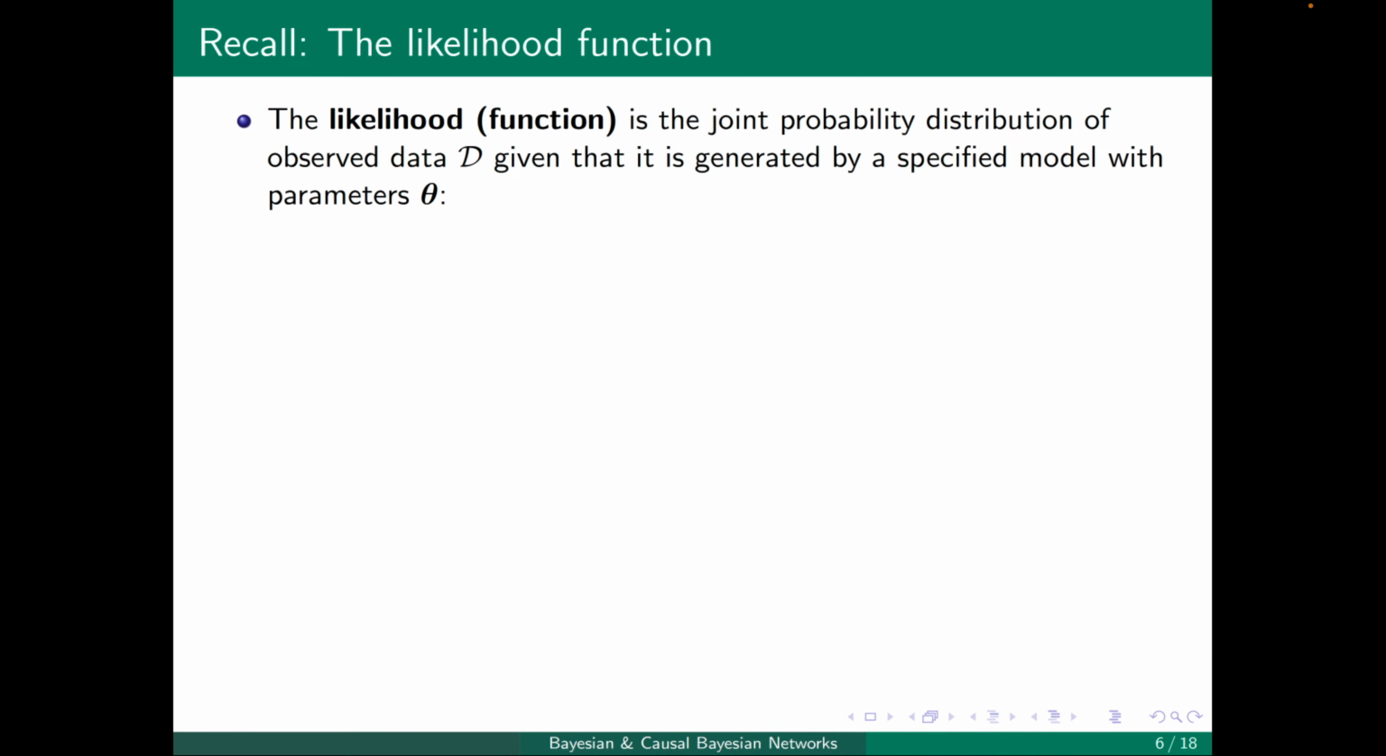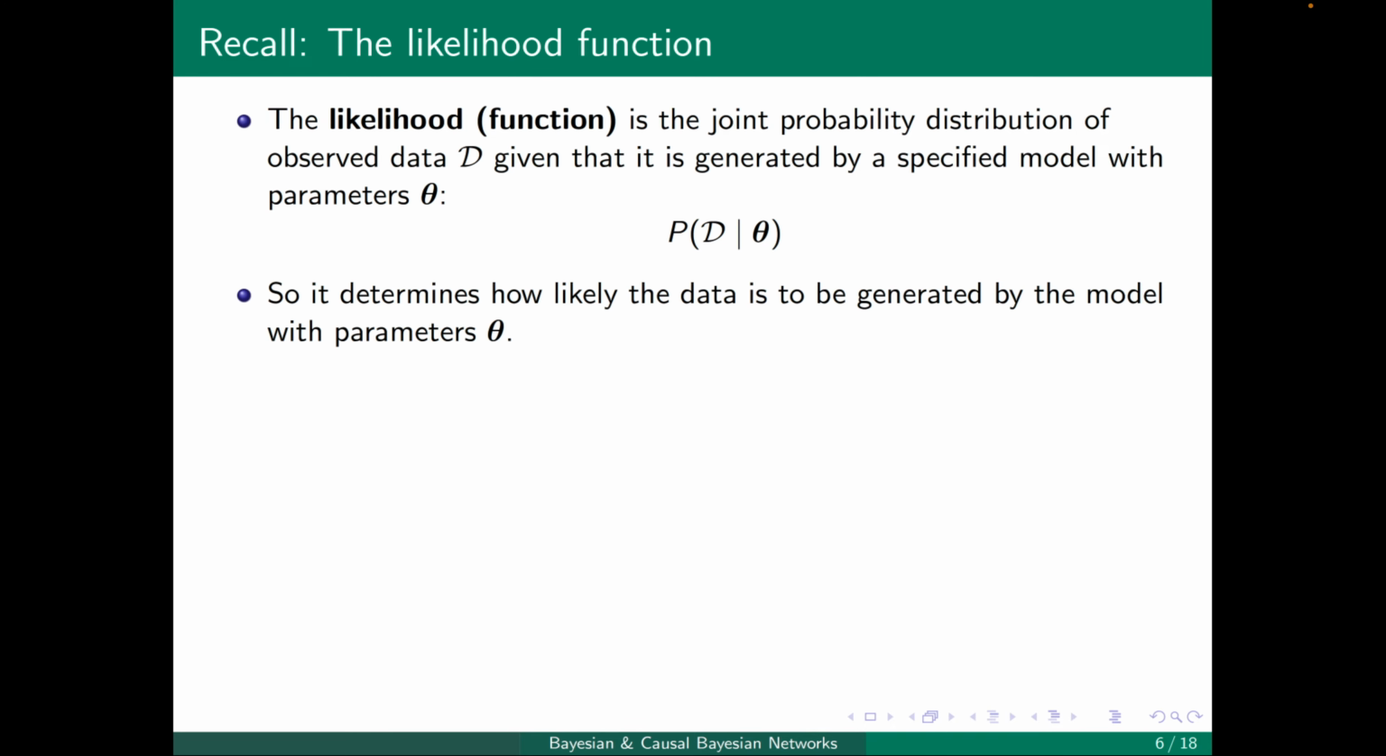I recall the likelihood function. The likelihood function is the joint probability distribution of observed data, given that it is generated by a specific model with parameters theta. And this is how it's denoted: P of data given theta. So you see, I'm incorporating the parameter theta into the probabilities. Basically what this likelihood function means is determining how likely the data is to be generated by the model with parameter theta.